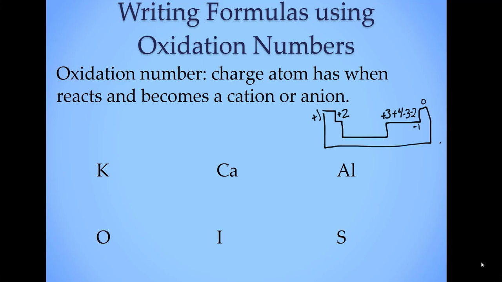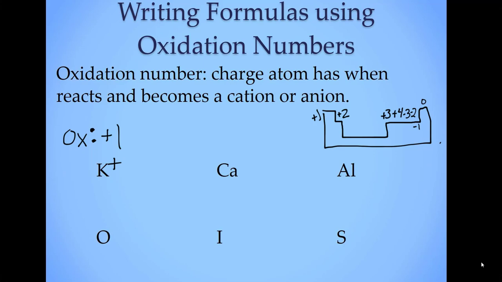For potassium, its oxidation number is a +1 because it's an alkali metal. If I have to write the oxidation number, I would write a +1. When I use the symbol for the element to represent the charge of that ion, I would drop the 1 and just put a plus. All right, let's go across.